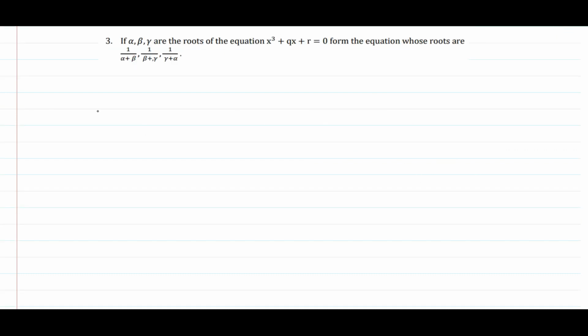Now in problem third, let us consider the given equation, that is x to the power of 3 plus qx plus r is equal to 0. That is the given equation. So now in this problem, it is given that alpha, beta, gamma are the roots of the given equation x cube plus qx plus r is equal to 0. So we need to form the new equation whose roots are 1 upon alpha plus beta, 1 upon beta plus gamma, 1 upon gamma plus alpha.